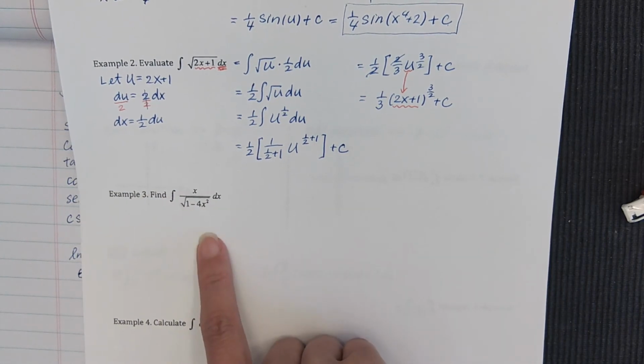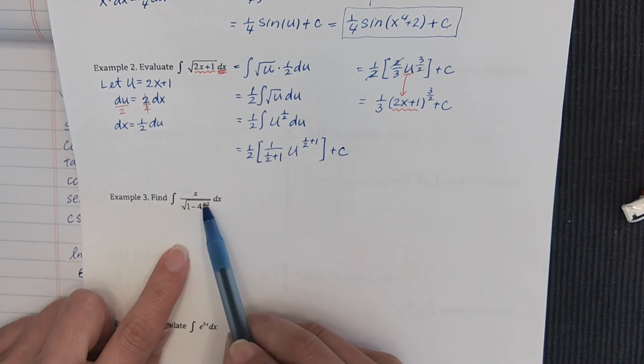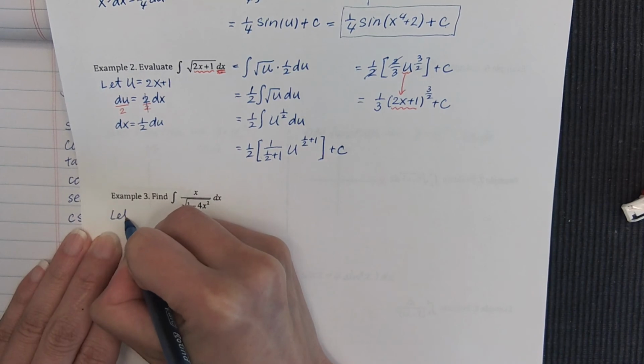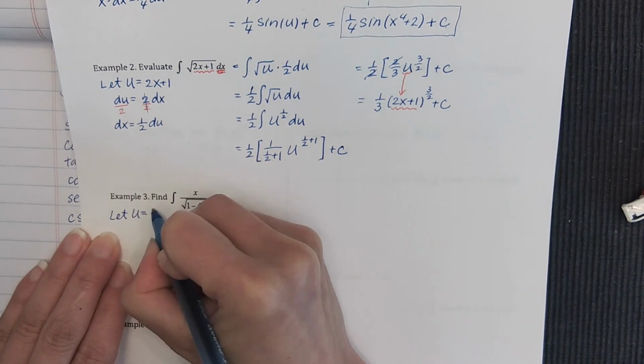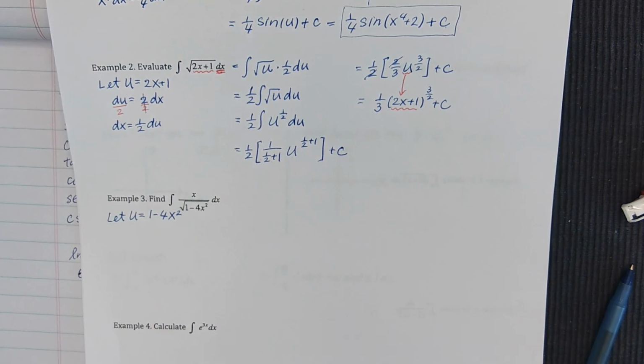Okay, see that one? I know it looks really messy. So where's my u happening? It's 1 minus 4x squared. This messy part, I'm going to make u. So u equals 1 minus 4x squared. Then we take the derivative, so we get du.